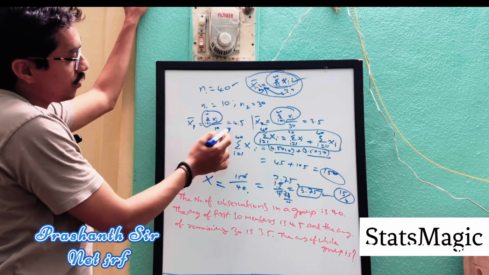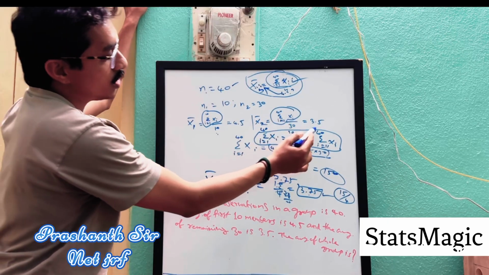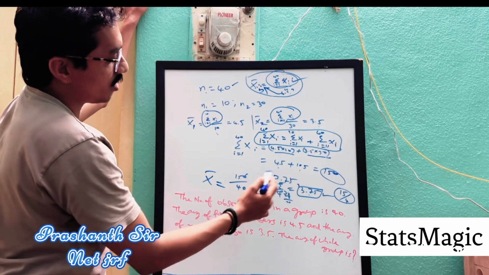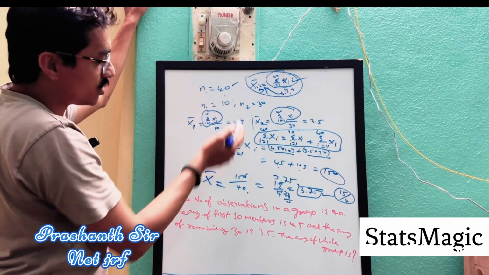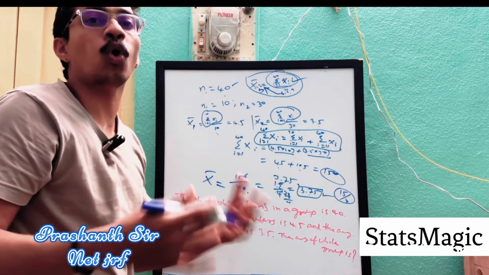The summation is equal to 4.5 into 10 here, and 3.5 into 30 here. That is 45 and 105, both of which we have added. That is the total sum. And the total sum divided by the total number of observations, 40, is the average of the whole group.